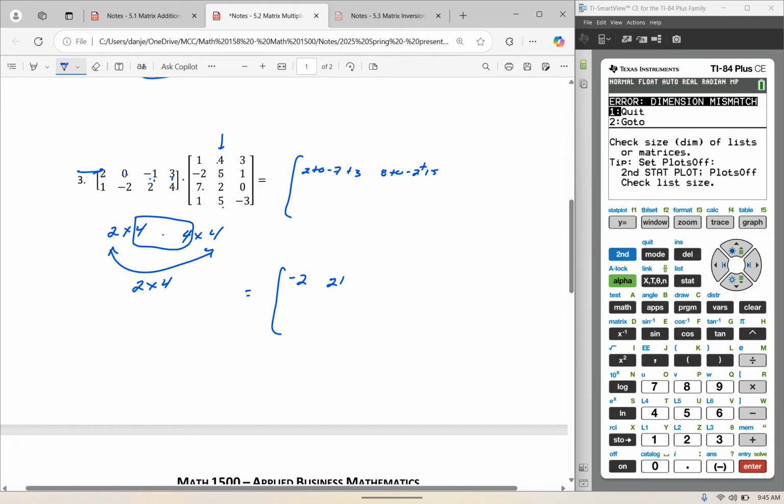Moving on. I said that was a 4 by 4. It's a 4 by 3. Please forgive me. So that's even better. My resultant is not going to be a 2 by 4. My resultant is going to be a 2 by 3.